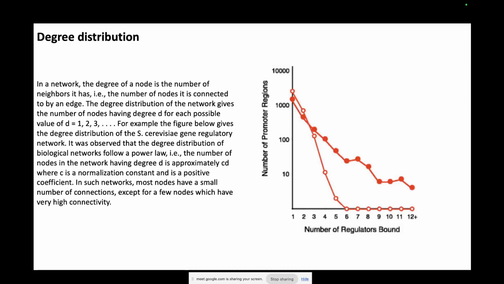So in real world networks also, you'll find this particular distribution, which is also known as the power law for graphs, where you have a very high number of nodes having very low degrees.